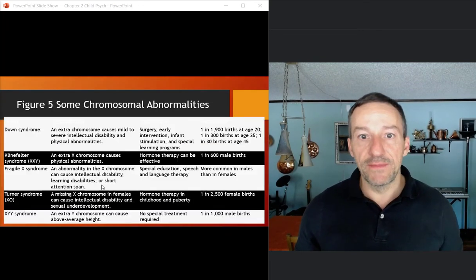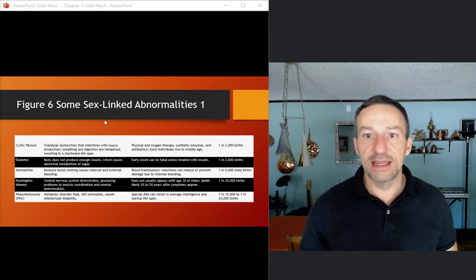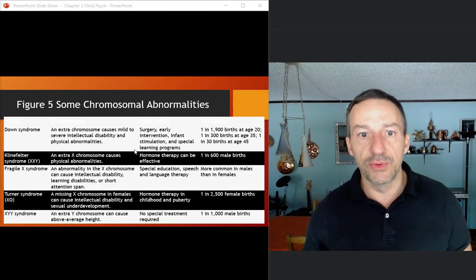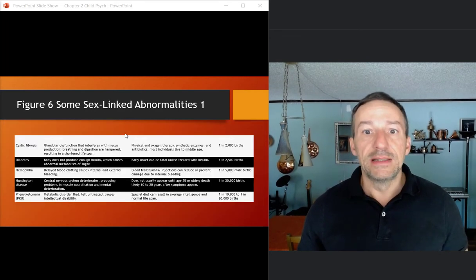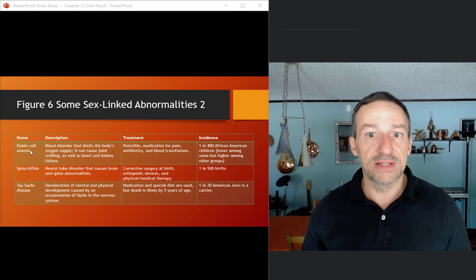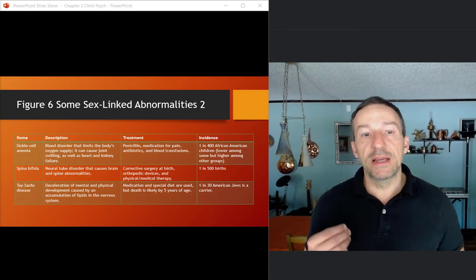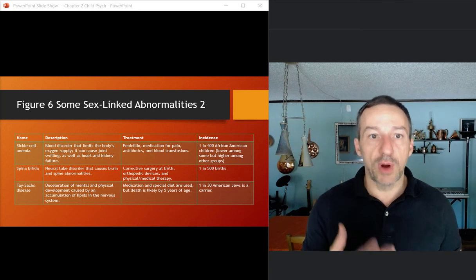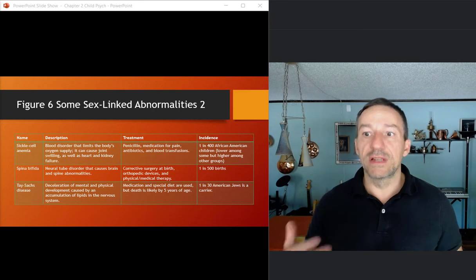Related to this idea, the book talks a little bit about chromosomal and gene-linked abnormalities. In figures 5 and 6, they talk about the chromosomal ones, and 6 is some sex-linked abnormalities. If you would like to look through those, you can. Down syndrome is going to be a chromosomal abnormality. Diabetes is going to be a sex-linked abnormality. Sickle cell anemia, spina bifida. There are treatments for a lot of these abnormalities, but they are not going to erase the problem, but they may be able to improve the individual's adaptive behaviors and their quality of life.